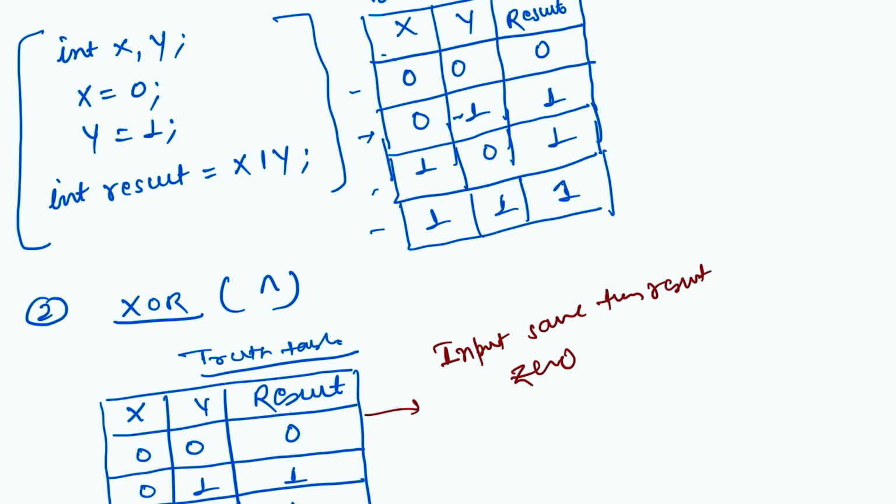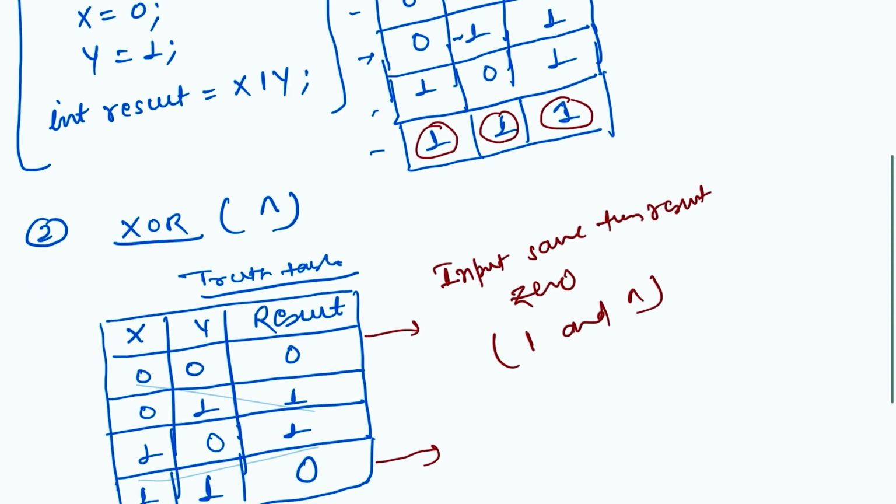This is the difference between the OR and the XOR operation. Here the input is 1 1, then it will be 1. If the input is 0 0, here it is showing 0.